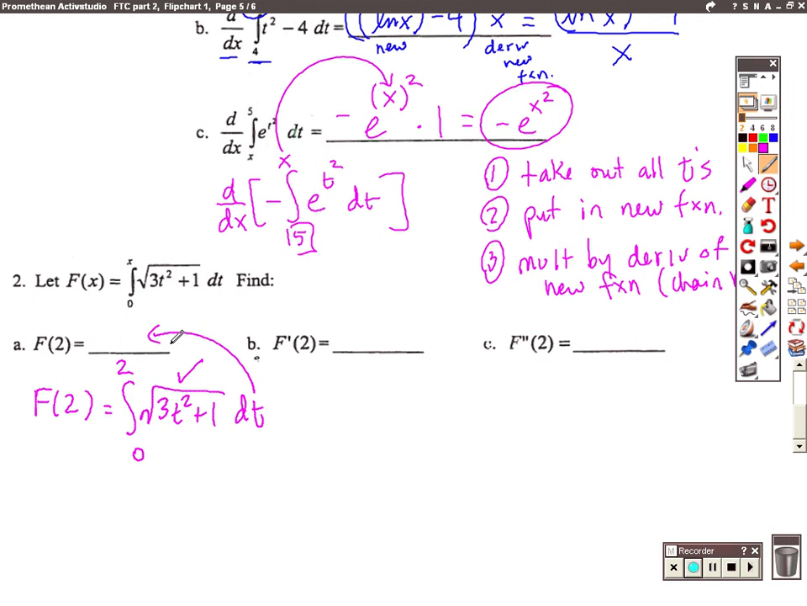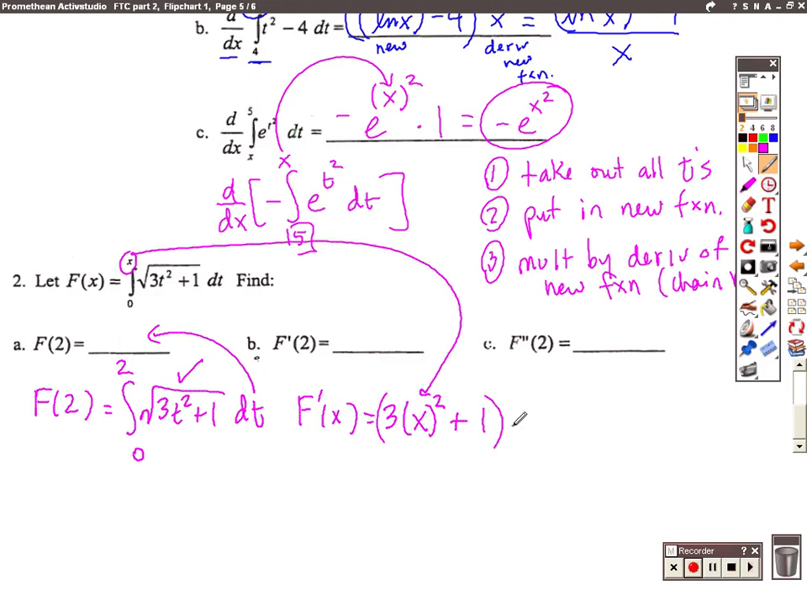B, the derivative evaluated at 2. Well, remember, if we're going to find the derivative of an integral, remember our process? Take out the t, put in the new function, in this case x, and multiply by the derivative of the new function, which in this case is 1. So f prime of x is the square root of 3x squared plus 1, and we're evaluating that at 2, so we get the square root of 3 times 2 squared plus 1. 2 squared is 4, times 3 is 12, plus 1 is 13.